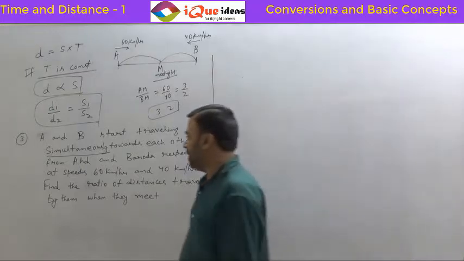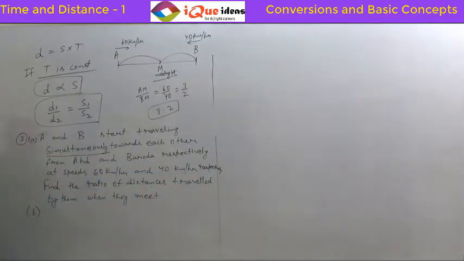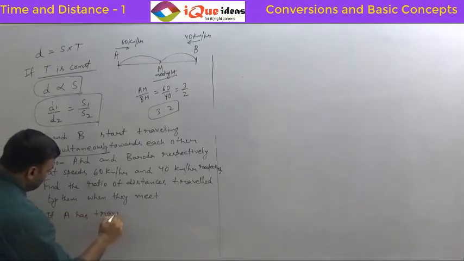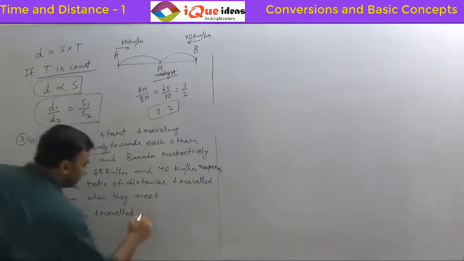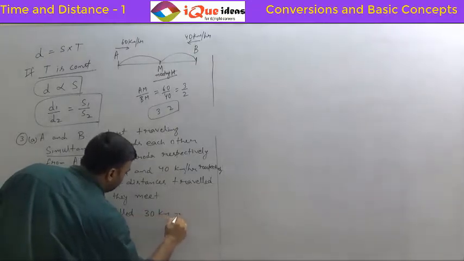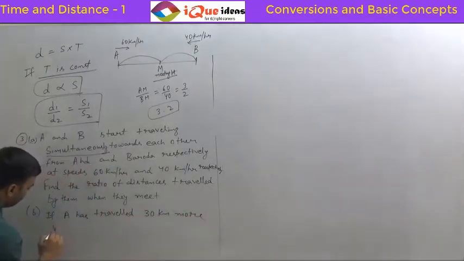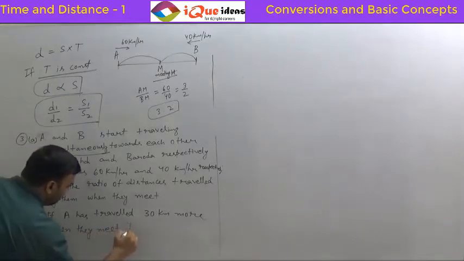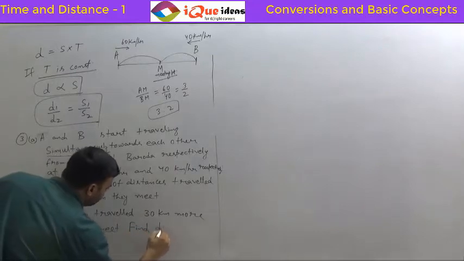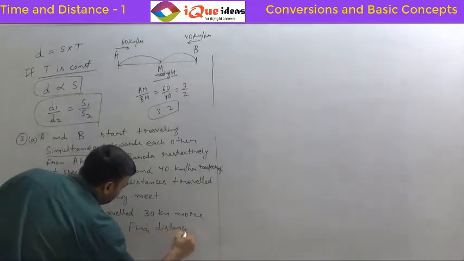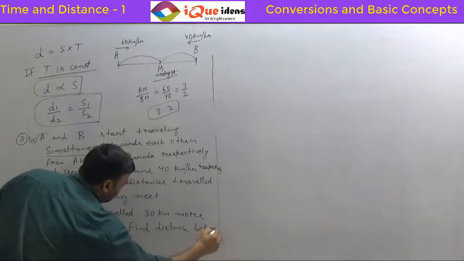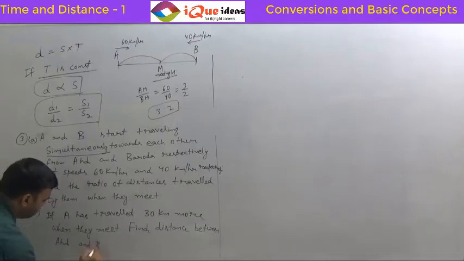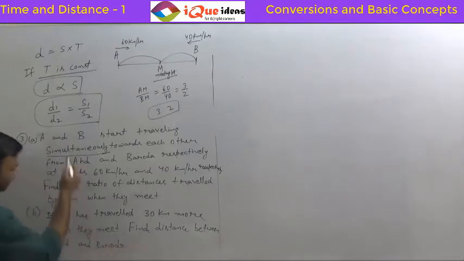Now suppose I add another thing in this. If A has traveled 30 kilometers more when they meet, find the distance between Ahmedabad and Baroda. Same question, with an additional condition in this.